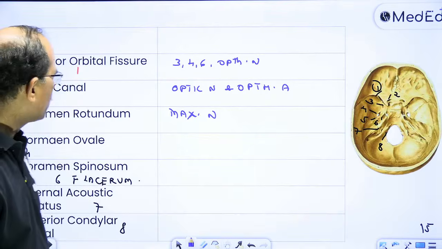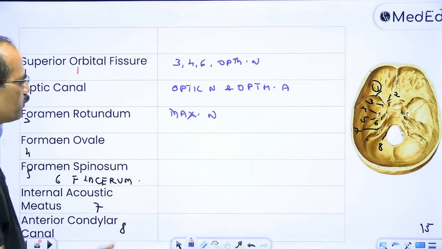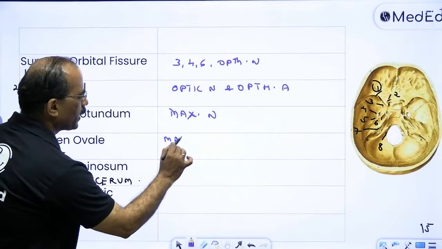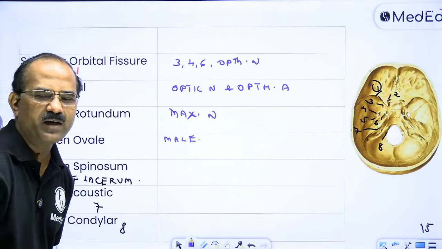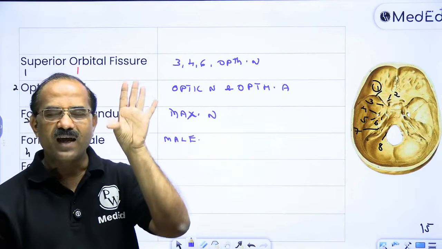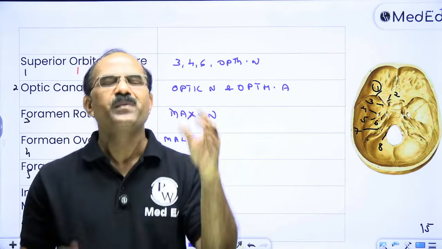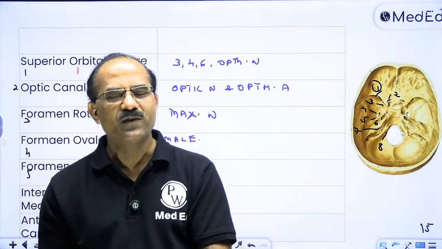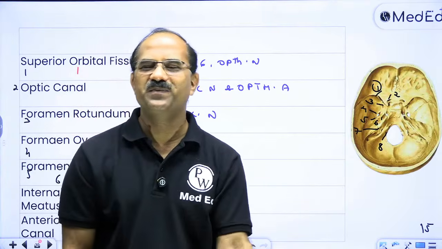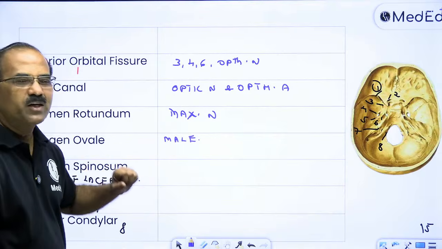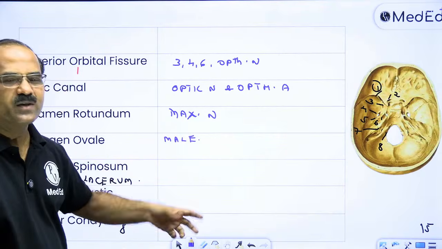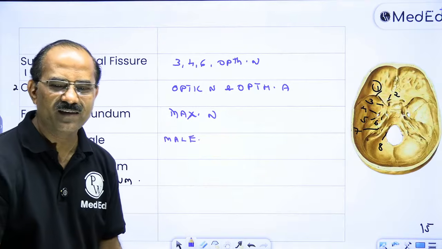Yes. What passes through the foramen ovale? Foramen ovale, do you remember? MALE. M is the mandibular nerve. A is the accessory meningeal artery. L, lesser petrosal nerve. E, emissary vein. Mandibular nerve, accessory meningeal artery, lesser petrosal nerve, emissary vein.